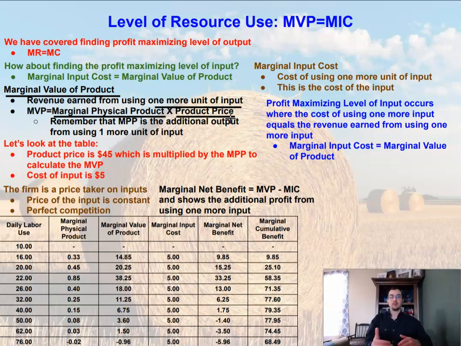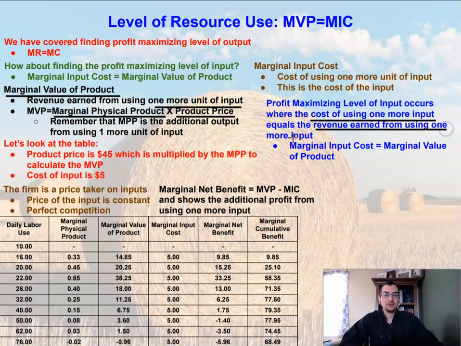So the marginal physical product is how much more am I going to get by using one more unit of input. I'm going to multiply that times the product price to figure out how much I'm going to receive in revenue from using one more unit of input. So the profit maximizing level of input occurs where the cost of using one more input equals the revenue earned from using one more input. It's where marginal input cost equals the marginal value of product.